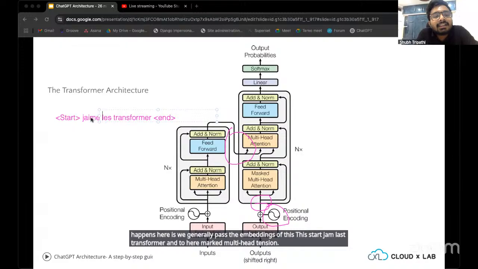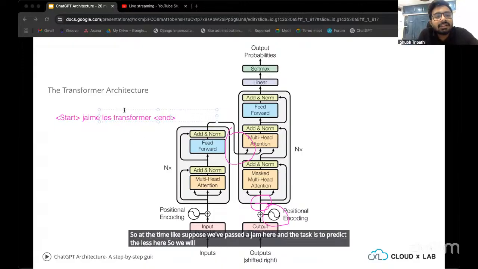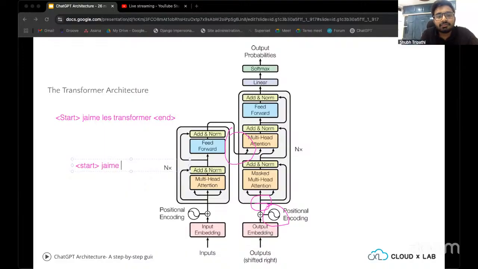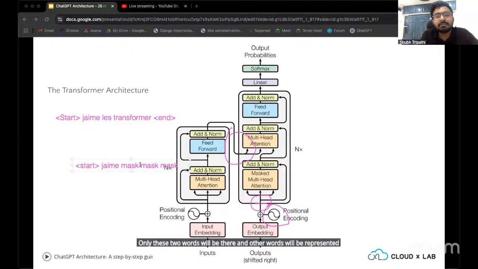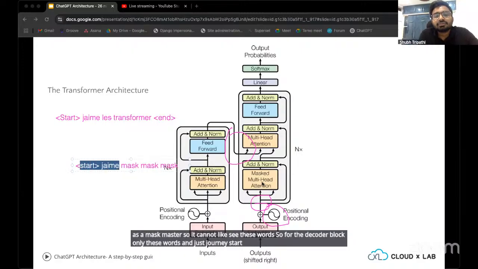Suppose we pass Jaime here and the task is to predict les. It will be passed as start, Jaime. Only these two words will be there, and the other words will be represented as a mask, so it cannot see those words. So for the decoder block, only these words exist: start, Jaime. This task is done in the masked multi-head attention, and then it is passed to the normalization layer.